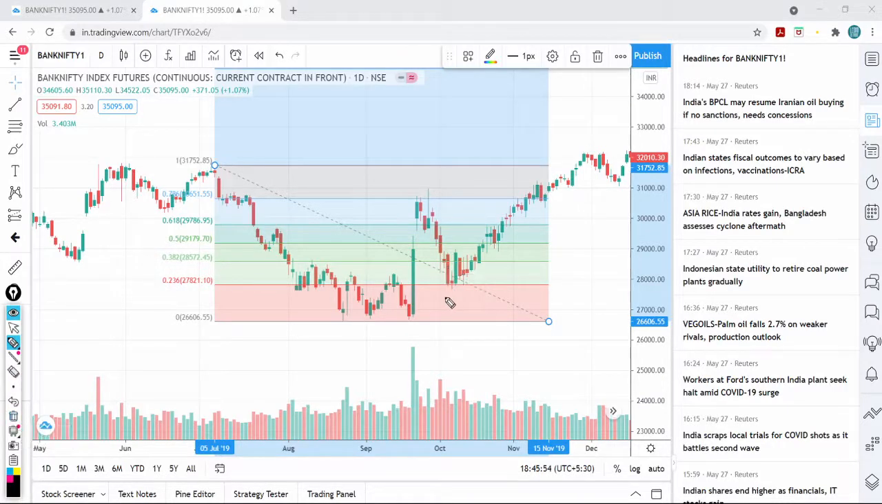Why am I telling support? One time price comes and does not move down. Second time, third time, fourth time. 4 times price is testing the same 0.236 level, and it is not coming below and spending 7 to 8 trading sessions, and is reversing back up.